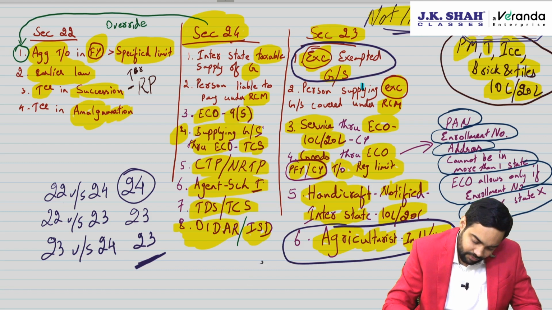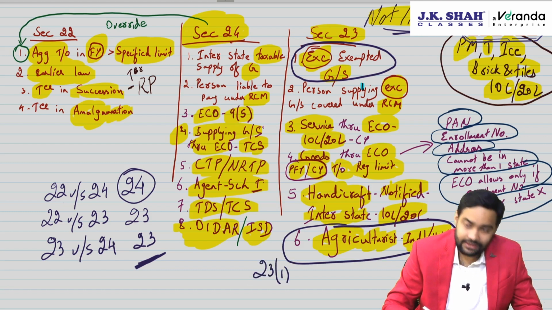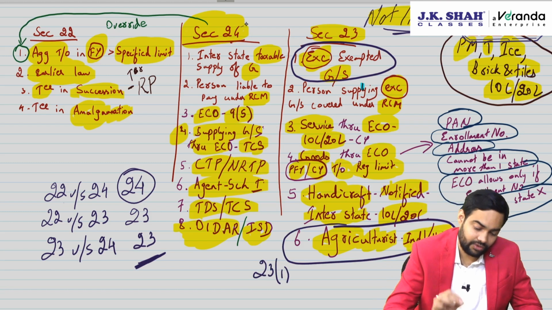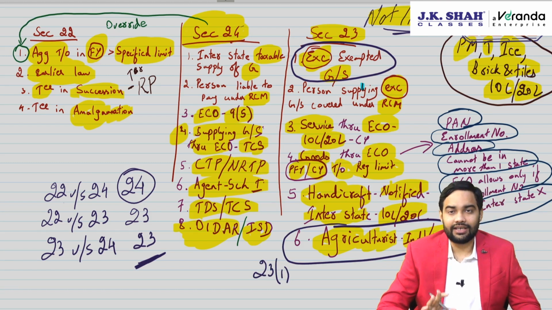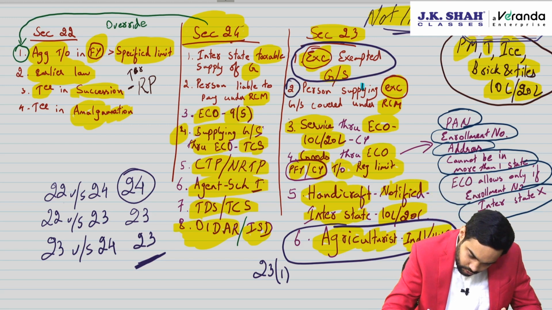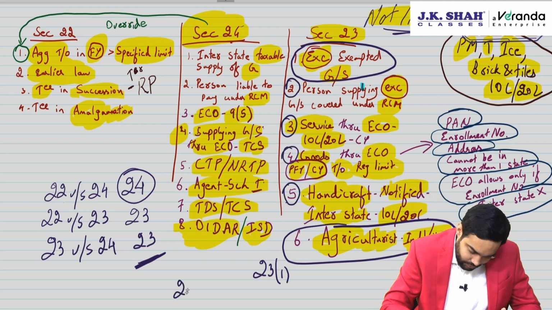Now two points, that is exclusively exempt and agriculturist, these two come from 23(1). 23(1) even today does not exclude 24. It says 23(1), but 23(1) is a stronger provision. When we talk about points 2, 3, 4, 5, these four points come from 23(2).